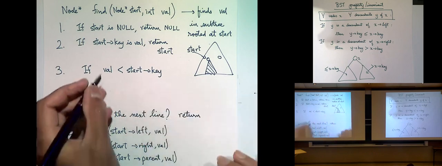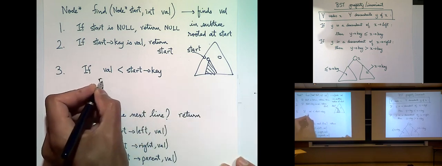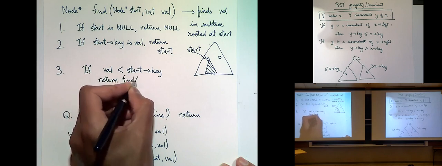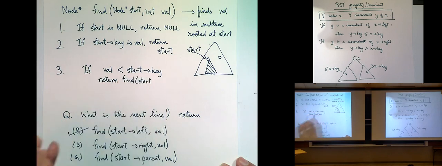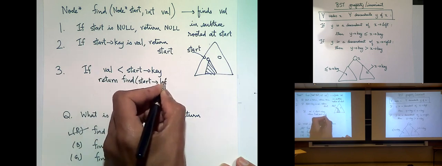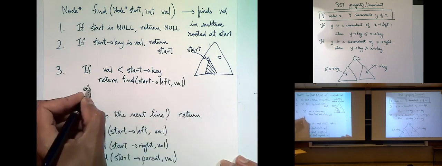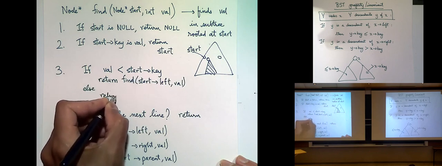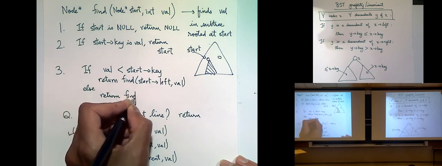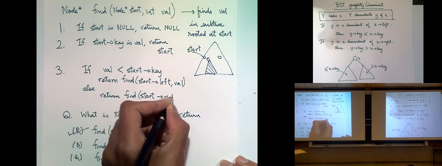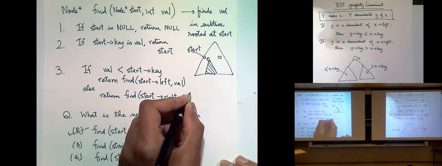So if val is less than start arrow key, you would return find of start arrow left, val, and else you return find of start arrow right, val.